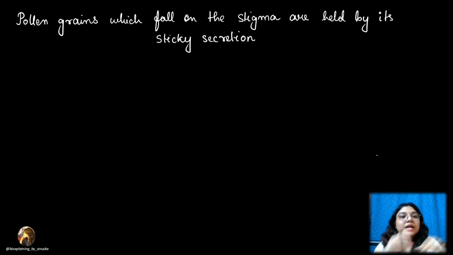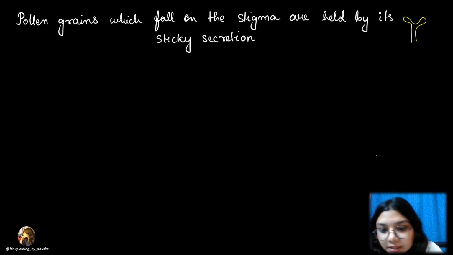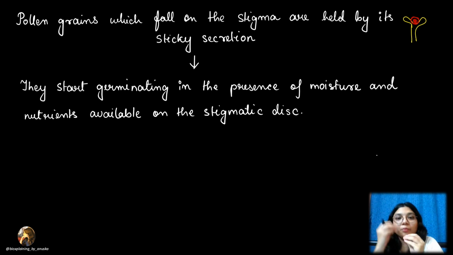Fine. Now, what happens is the pollen grains have fallen on the stigma. So the stigma has some kind of a sticky secretion. So the pollens are stuck to the stigma due to the sticky secretions. Say this is the stigma region like this. The pollens are coming and they are stuck on the stigma due to some kind of sticky secretion that's there. Okay, next what will happen is the pollen grain will start germinating.